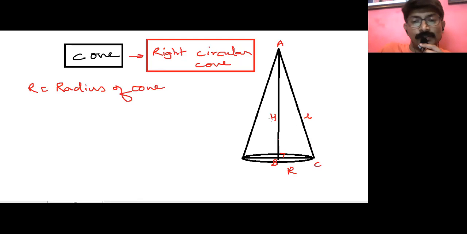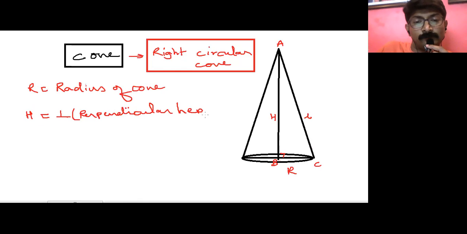Okay, what does H stand for? H stands for height, or perpendicular height. Then L stands for lateral height. L stands for lateral height, or it is also called slant height.